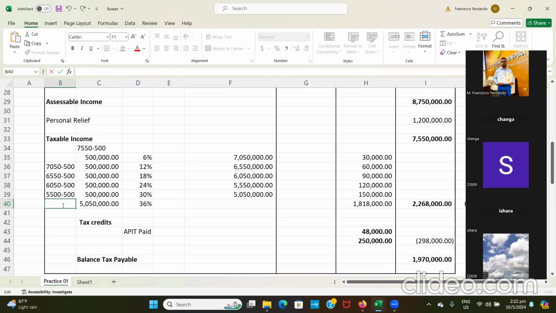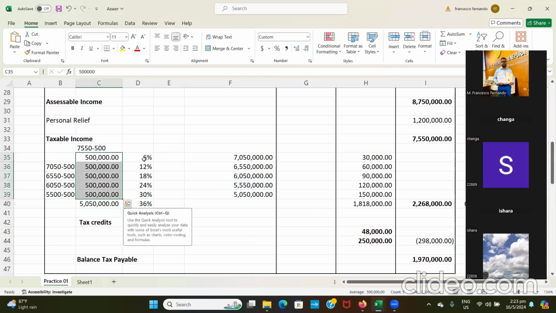Here we should not take 500 again. Directly we take the remaining value and multiply by 36%. So we are taking 5 slabs of 500,000, applying 6, 12, 18, 24, 30, and for the balance we apply 36%. So you can get here the total tax value. Now this is the tax you have to pay.